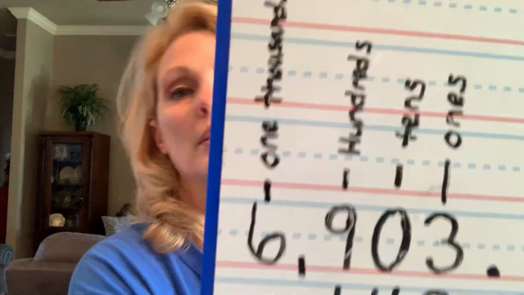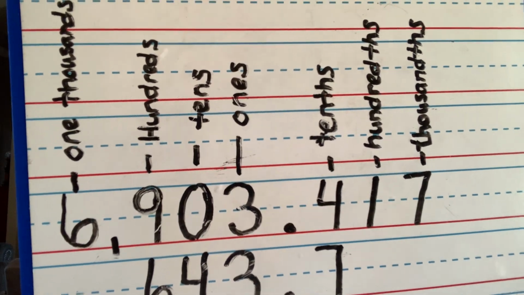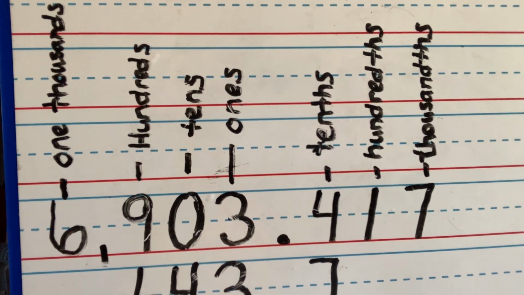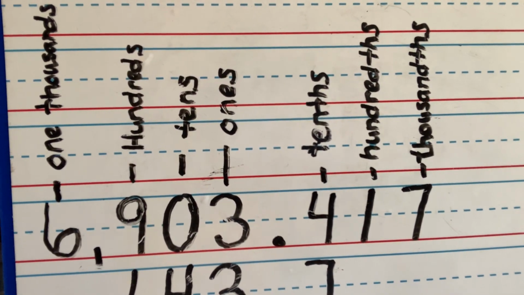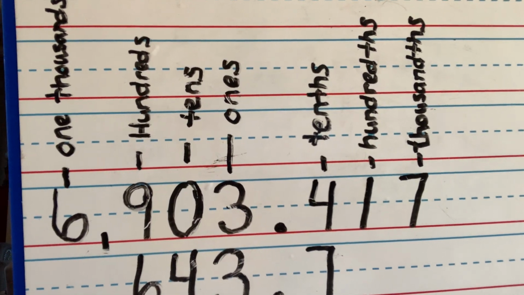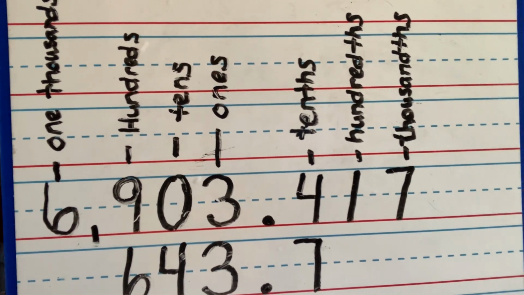Whenever a decimal is in a number, you must read that number, and then wherever the decimal is located, that's where you use the word "and." So let's look at some place values here. So we have 6,903 and 417 thousandths.